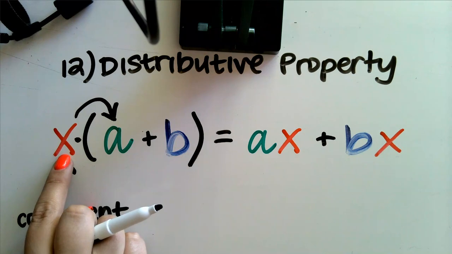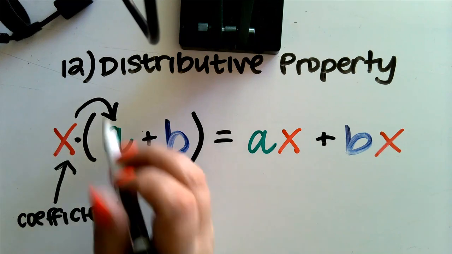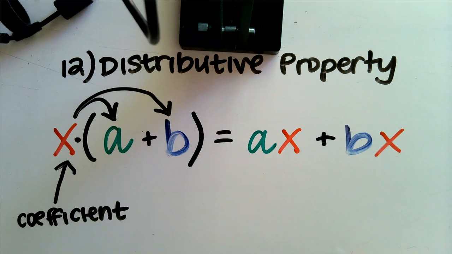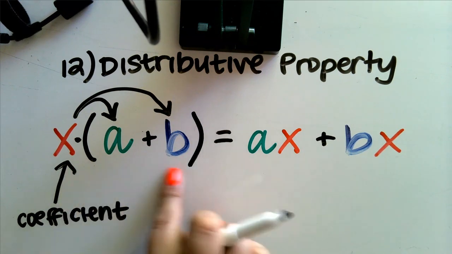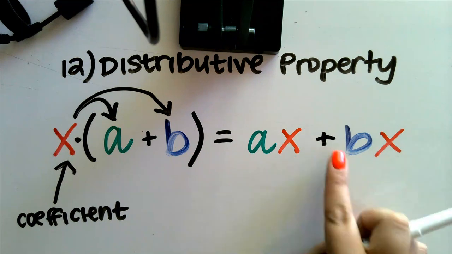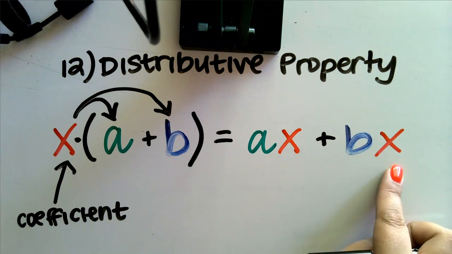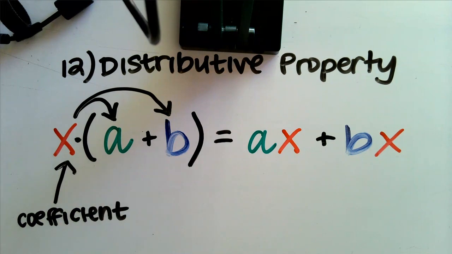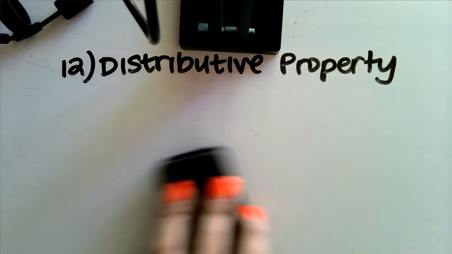We're going to distribute that x to our a, and then also our x to our b as well, that second term inside of the expression. In other words, x times the parentheses a plus b is equal to, or the same thing as, a times x plus b times x. All we're doing is we're multiplying in that coefficient to both terms inside our parentheses. Let's go ahead and do an example. Please make sure that this is written in your notes.